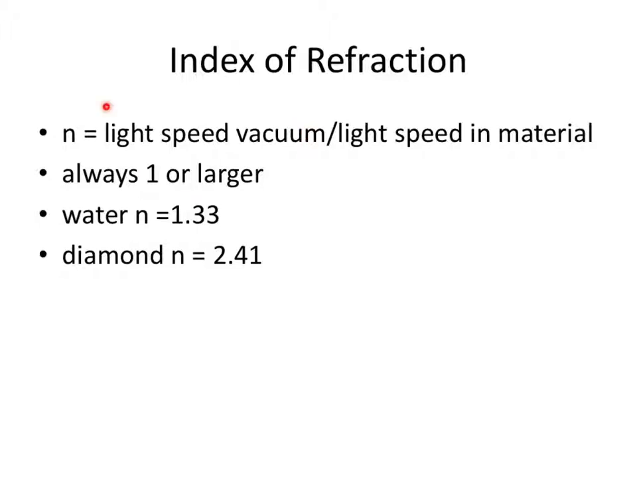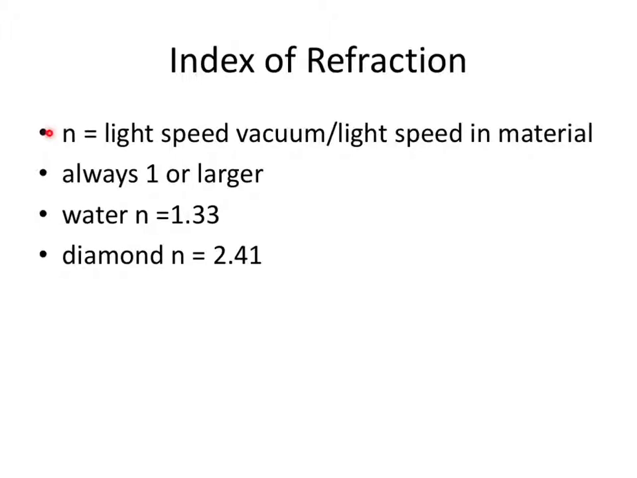So as a result, the value of n, the index of refraction, is always going to be 1 or larger. It'll be 1 if these two values are equal, but most of the time this is going to be bigger than this, and so as a result, the index of refraction is going to be 1 or larger. Also, the bigger the index of refraction, the slower light travels in the material. In other words, the smaller this value is, that's going to make n bigger. So, a couple of examples.